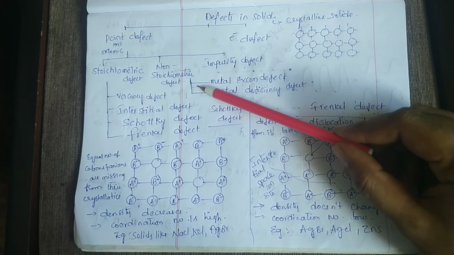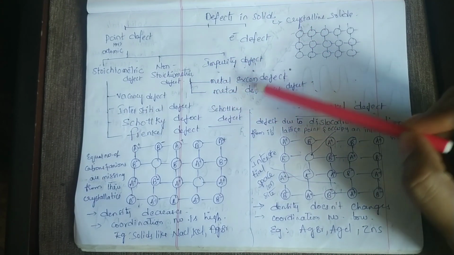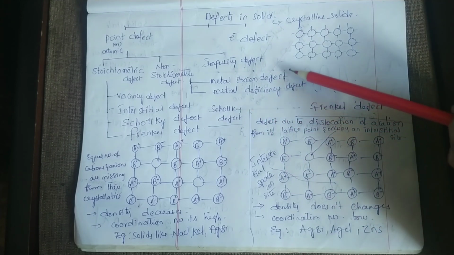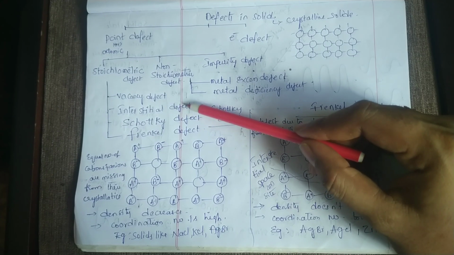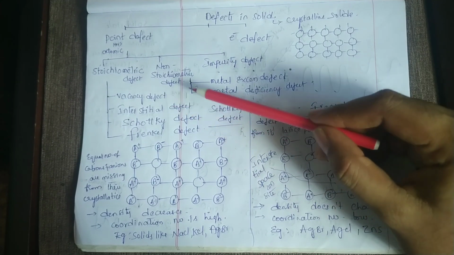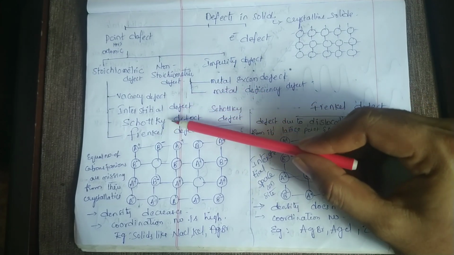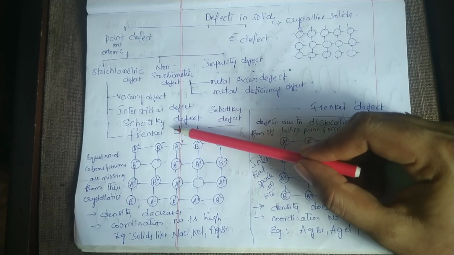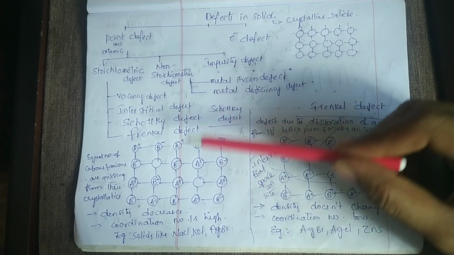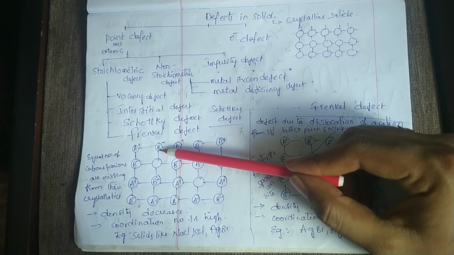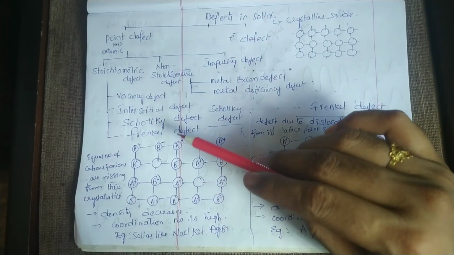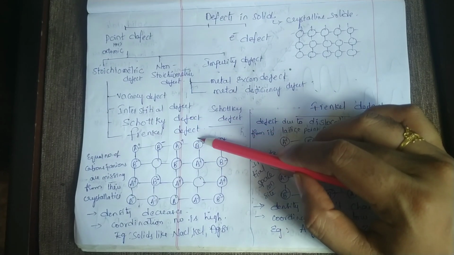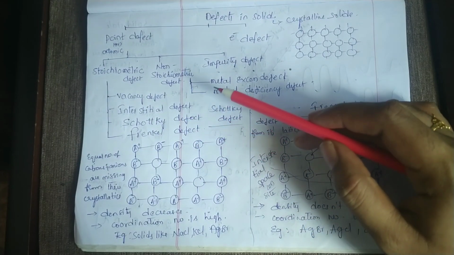Non-stoichiometric defects are of two types. They are metal excess defect and metal deficiency defect. Vacancy defect and interstitial defects are observed in non-ionic compounds. Schottky defect and Frenkel defects are observed in ionic compounds. Ionic means positive and negative. So, Schottky defect and Frenkel defects are observed in ionic compounds.